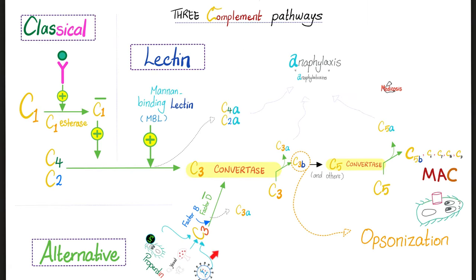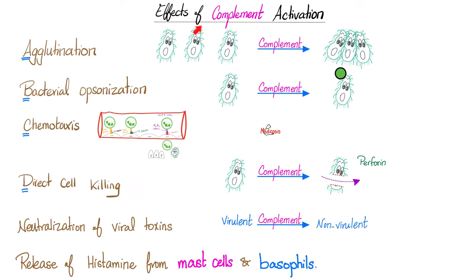Here is a wonderful slide summarizing the 3 complement pathways. Please watch my video called The Complement System. Pause and review. Why do I need a complement system? Agglutination, bacterial opsonization, neutrophilic chemotaxis, direct cell killing. Your complement is very important for you.